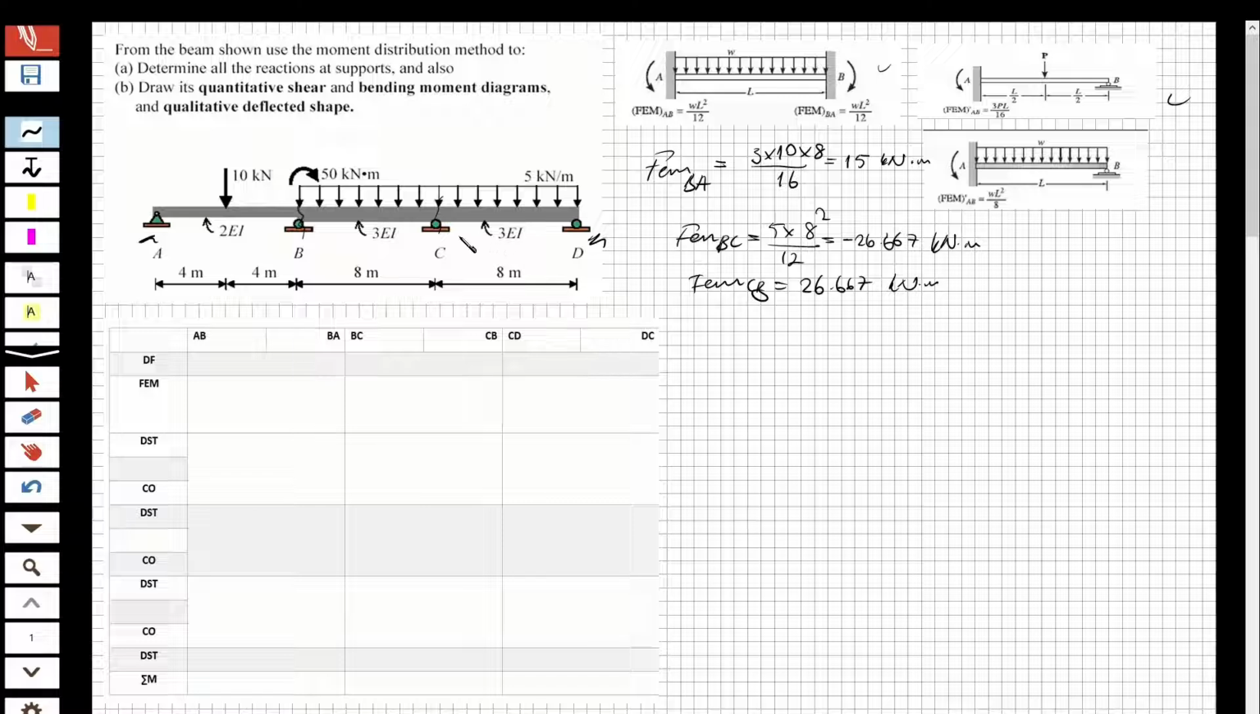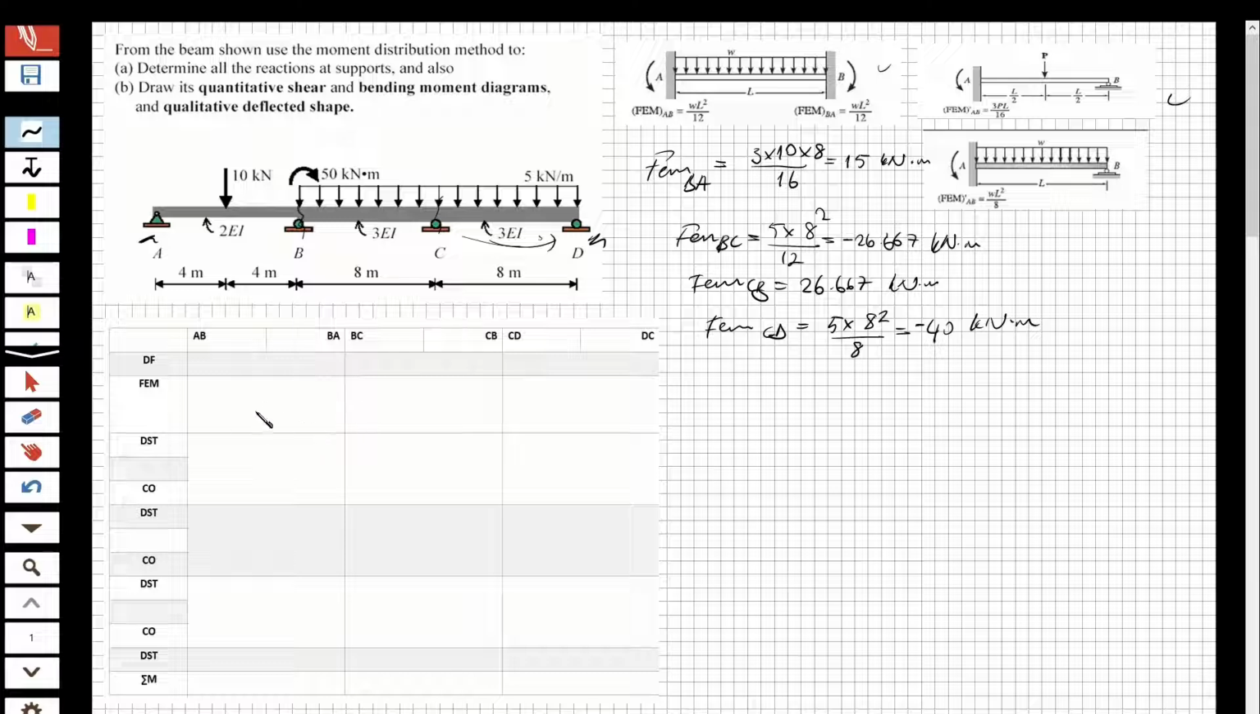And we are going to determine the fixed end moment for this part also. It's going to be from C to D, yes, C to D. This is going to be wL squared over 8, w is 5, multiplied by L squared over 8, and we are going to obtain 40, right? 40, but it's going to be negative.